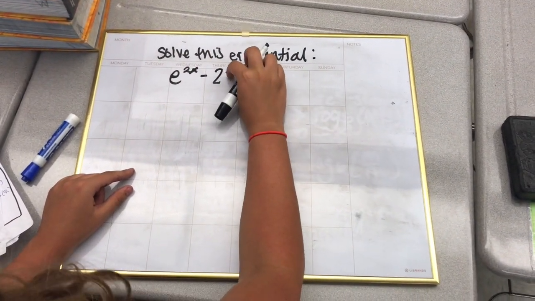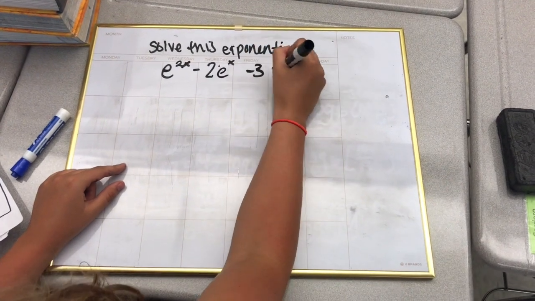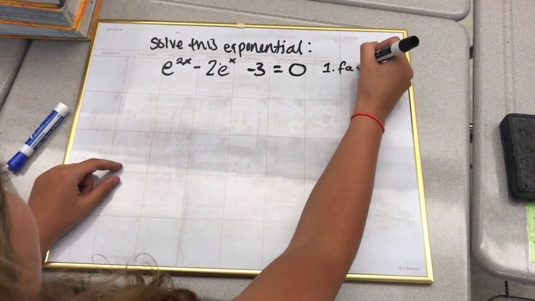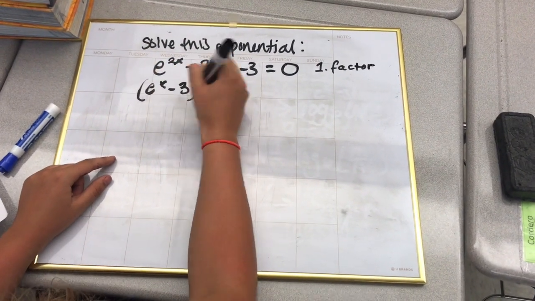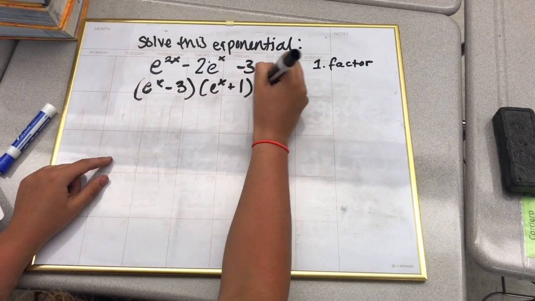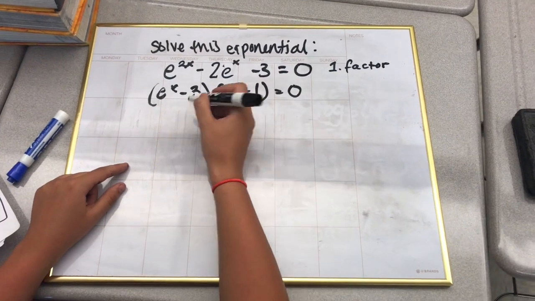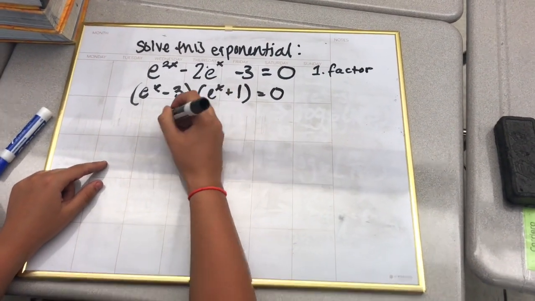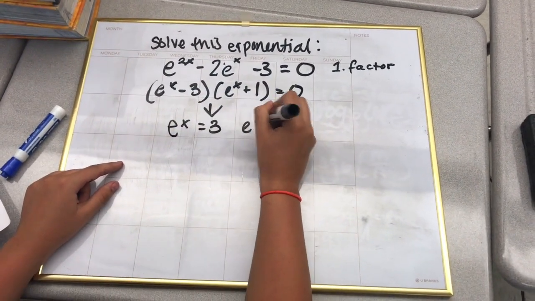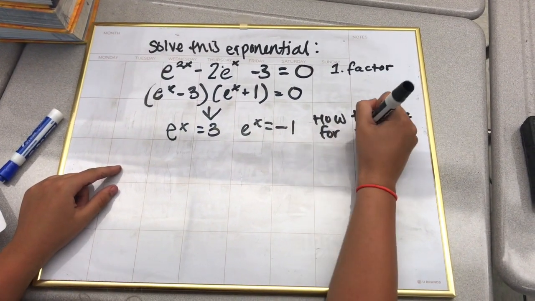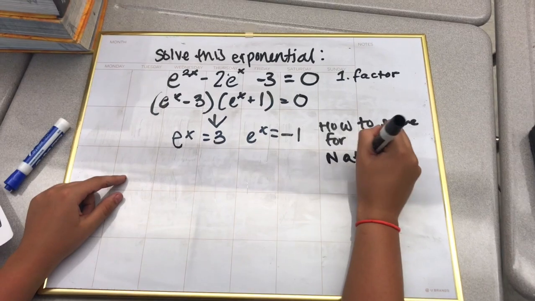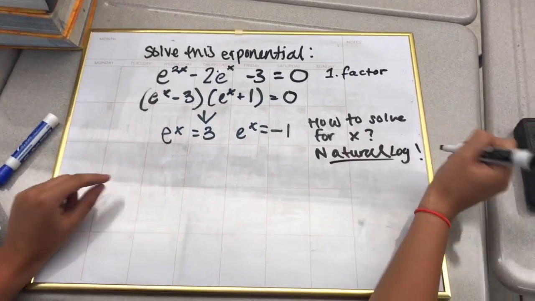Okay, so now we're going to solve this exponential: e to the power of 2x minus 2e to the power of x minus 3 equals 0. The first thing you have to do is factor this problem. Once you factor that, set the factors equal to 0, and then I individually set them equal to 0 and tried to solve for x as much as I could, but then you get stuck when it's e to the power of x. How do you solve for the x? Well, here you would use a natural log.